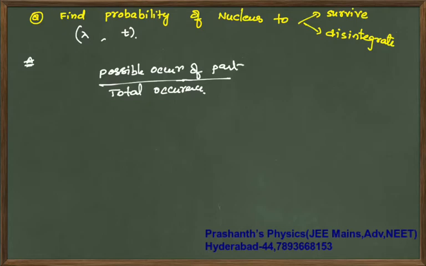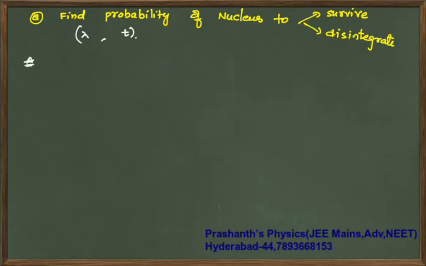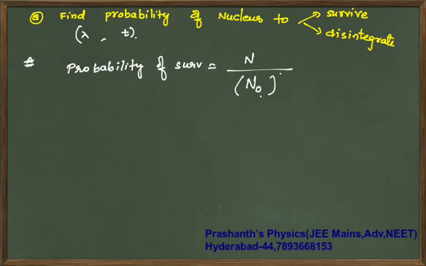Now according to this logic, your probability of nucleus survival: N is the possible nuclei, out of how many? Total N naught are there. But what is N? Your N is N naught times e power minus lambda t. By N naught, N naught will cancel off, that is e power minus lambda t. This is the probability of survival.